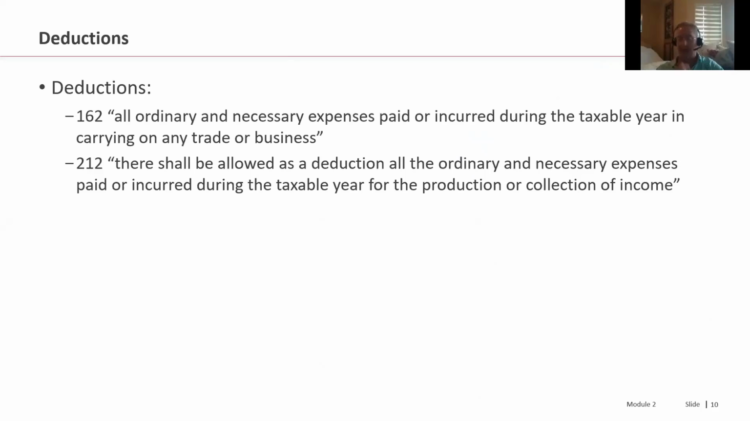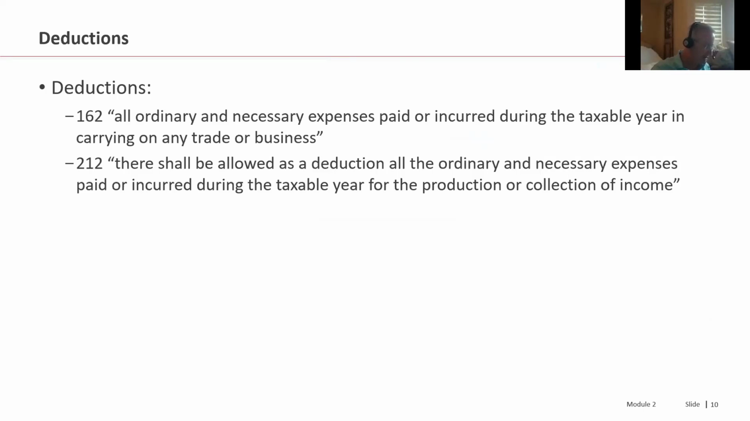Okay, so let's jump in now to business deductions. The good news is business deductions are permitted under Section 162 or Section 212. Section 162 says you can deduct all ordinary and necessary expenses paid or incurred during the taxable year in carrying on any trade or business. Code Section 212 says there shall be allowed as a deduction all the ordinary and necessary expenses paid or incurred during the taxable year for the production or collection of income.